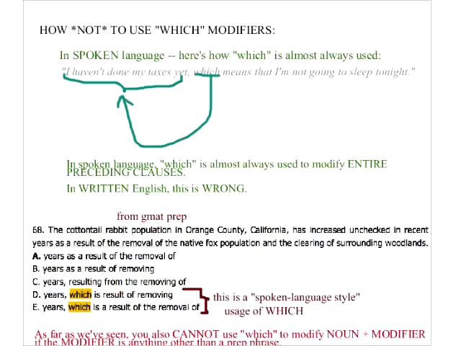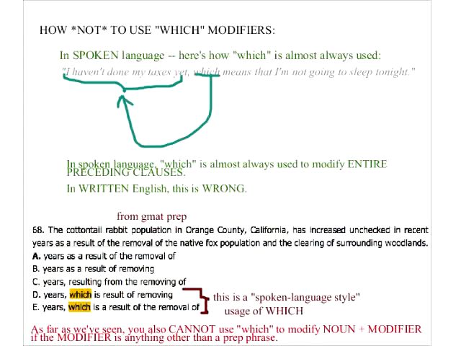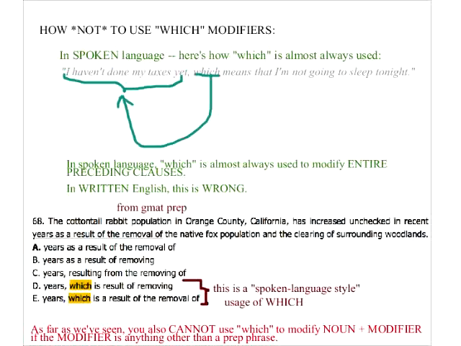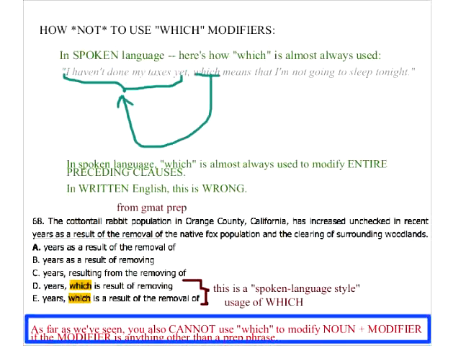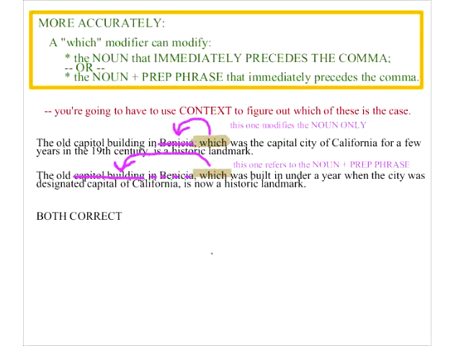So that's why we are as specific. That's why we didn't just say noun plus modifier on the previous page, because it has to be this one particular type of modifier, a prepositional phrase. So other types of modifiers, not okay. For instance, if you said "the old Capitol building that was built in Benicia, which," that's not okay anymore, because that's more than just a noun plus a prepositional phrase.